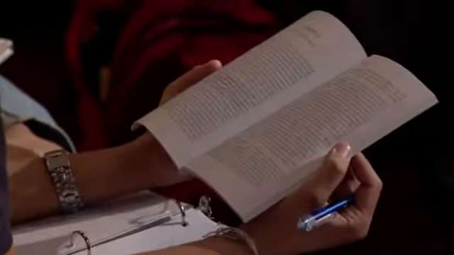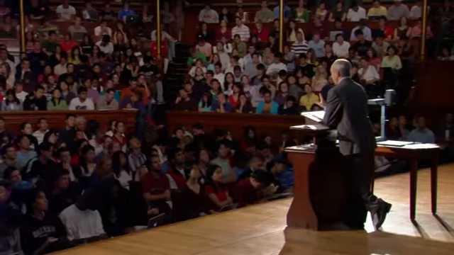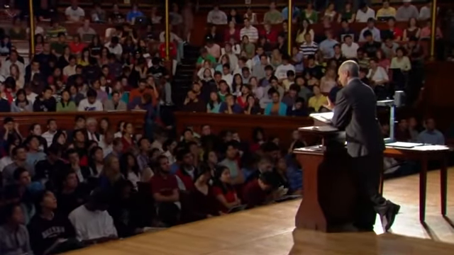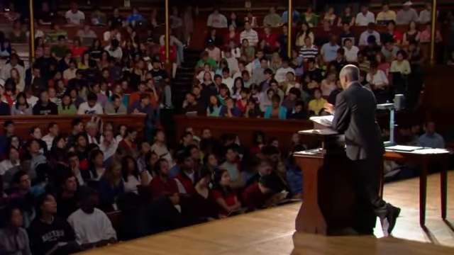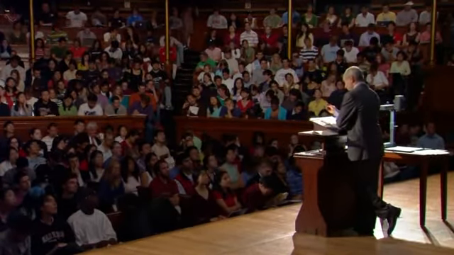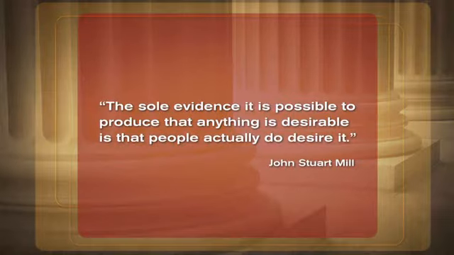He makes it clear that utility is the only standard of morality, in his view. So he's not challenging Bentham's premise. He's affirming it. He says very explicitly, the sole evidence it is possible to produce that anything is desirable is that people actually do desire it. So he stays with the idea that our de facto, actual, empirical desires are the only basis for moral judgment.